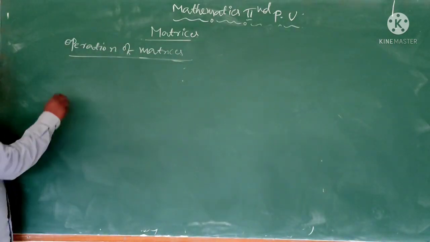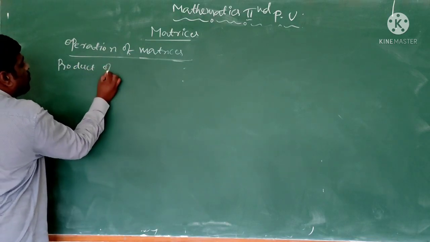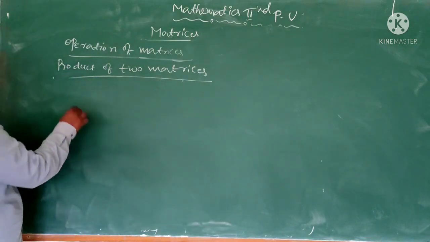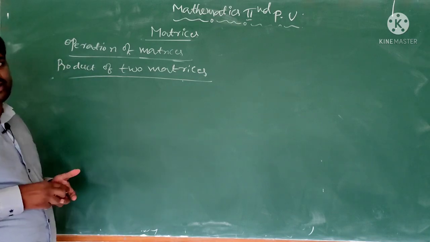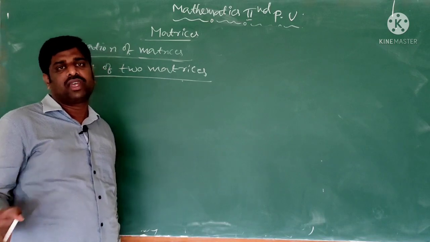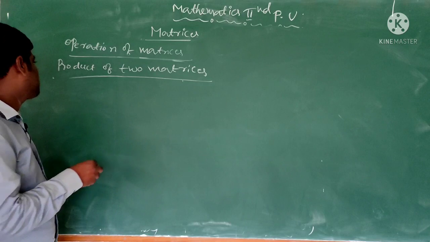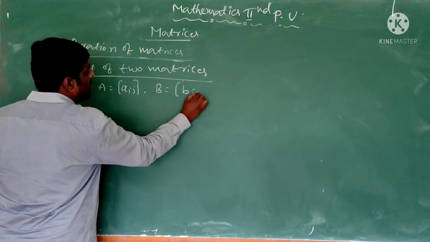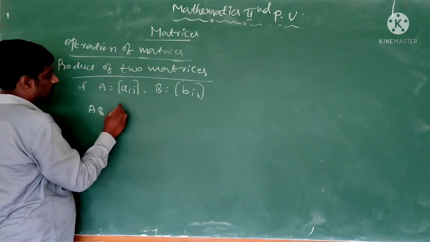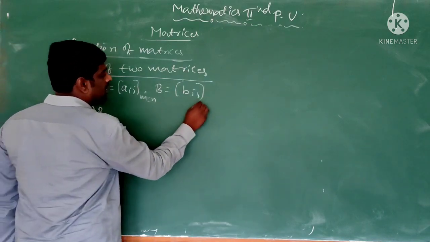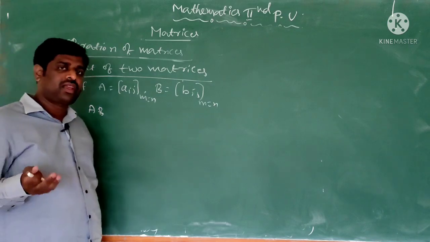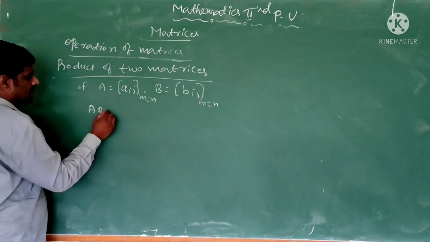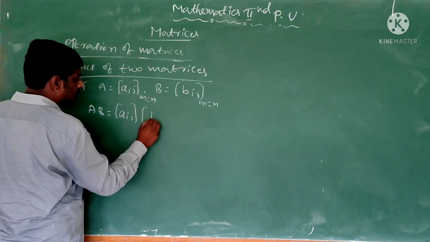Now, here, the product of two matrices, or multiplication of two matrices. For the product of two matrices, there is a must condition. Say A is equal to Aij, B is equal to Bij. Then AB is equal to Aij into Bij. Here there is a square matrix, and here also there is a square matrix. Other than square matrices also, we can multiply.